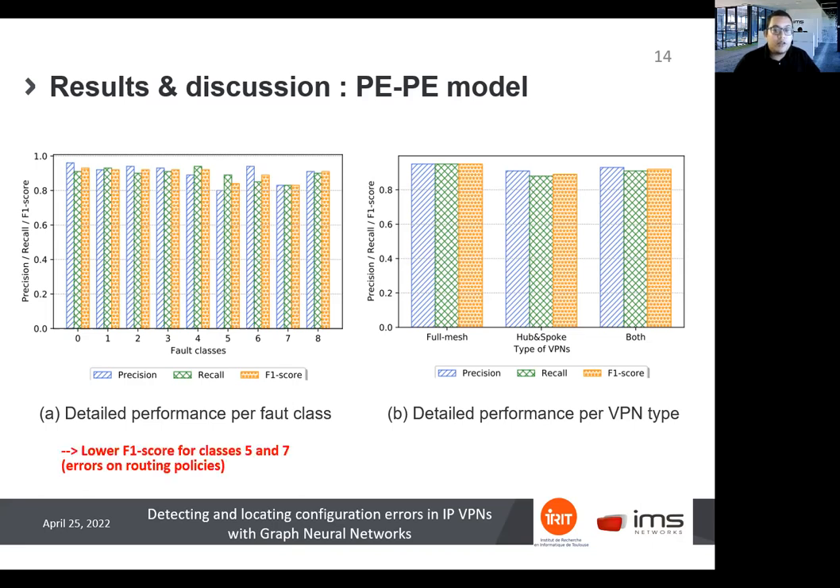Classes 5 and 7 present errors on the subnets that should be configured on the import and export route policies. These two parameters are only used on hub and spoke VPNs, which led us to conclude that the model performs less well for hub and spoke VPNs. We can confirm that with figure B.